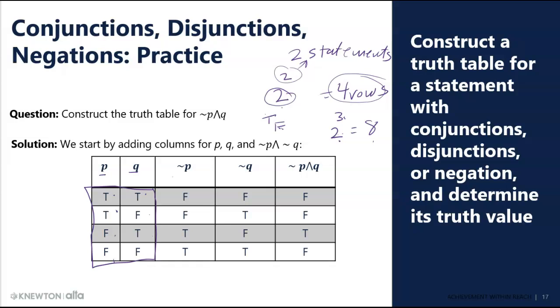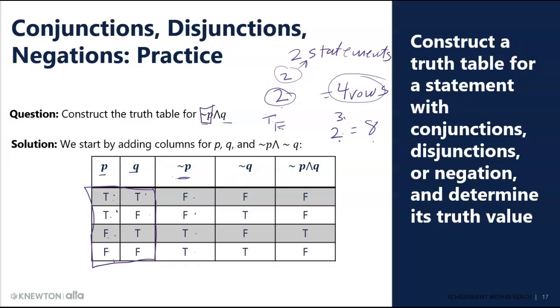So now, I have to do not P and Q. You don't want to do this all at once. Do the not P first. The order of operations is we do not P first, so we make a column for not P. P is true, not P is false. P is true, not P is false in the second row. P is false in the third row, not P is true in the third row. P is false in the fourth row, not P is true in the fourth row.